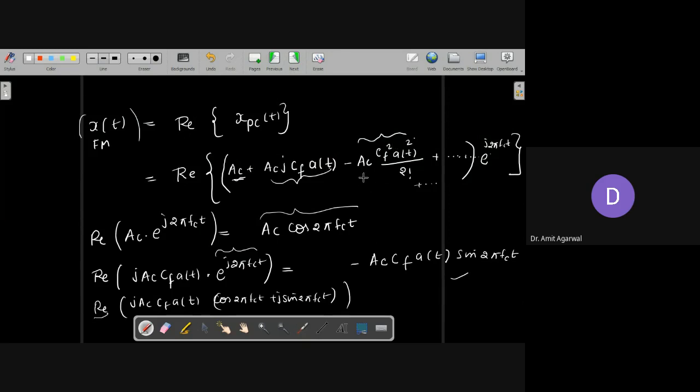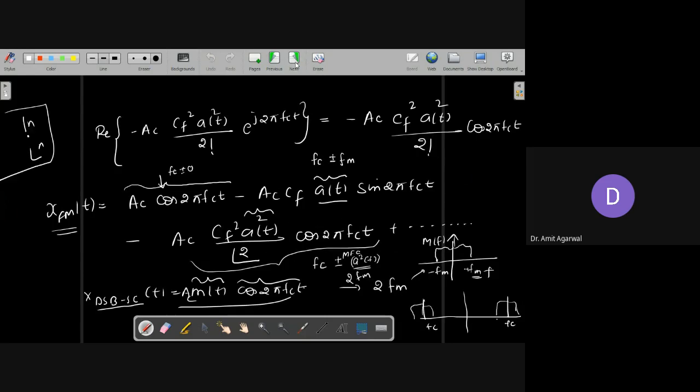Similarly, you can also take the real part of minus AC times CF square A square t by factorial 2 multiplied with e to the power j 2 pi fct, which is very simply minus AC. It is very clear, right? You replace it with cos theta plus j sin theta. You multiply this here and take the real part, and the real part will be minus AC CF square by factorial 2 A square t 2 by 2 cos 2 pi fct.